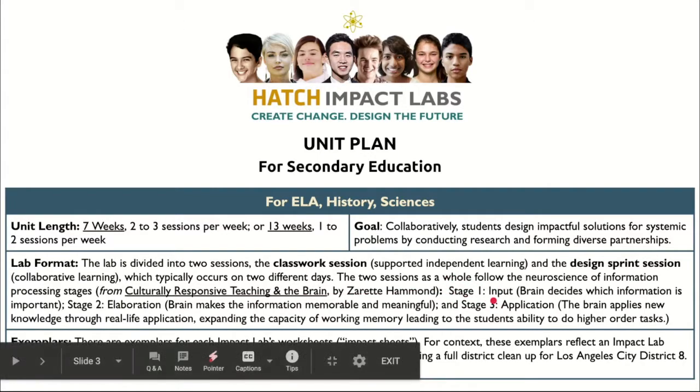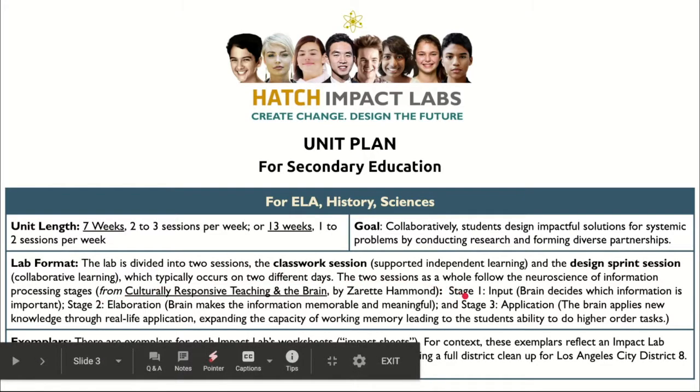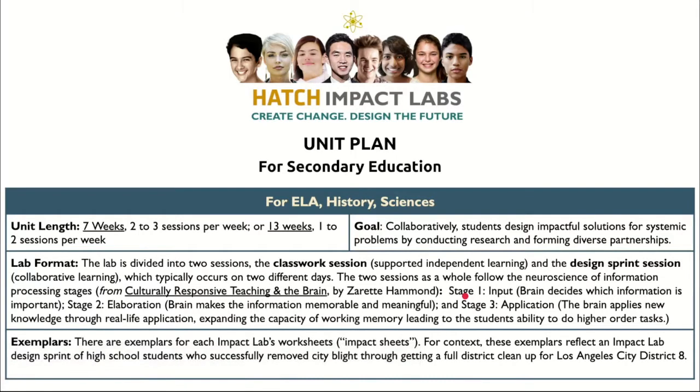Stage 1 is input. The brain decides on which information is important. Stage 2, elaboration. The brain makes information memorable and meaningful. Stage 3, you have the application stage, where the brain applies new knowledge through real-life application and expanding the capacity of the working memory, leading to students' ability to do higher order tasks.